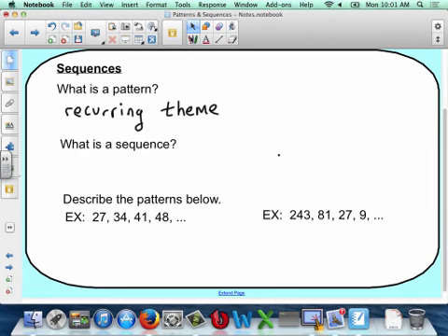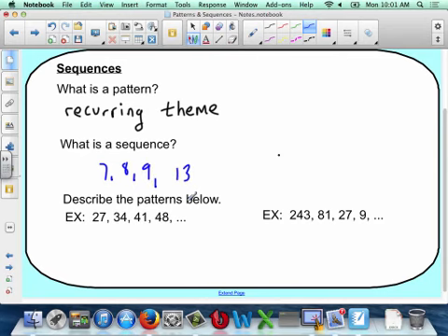Okay, let's throw some examples. Is 7, 8, 9, and 13 a sequence? Yeah. Is it a pattern? No. Is 4, 8, 12, 16 a sequence? Yeah. Is it a pattern? Not really. Okay, what's the difference here? Think about the key difference between this list and this list.